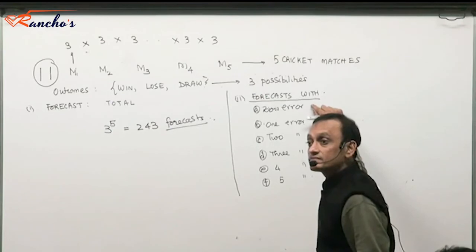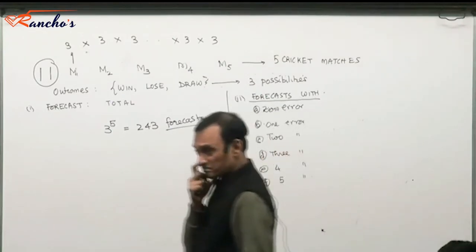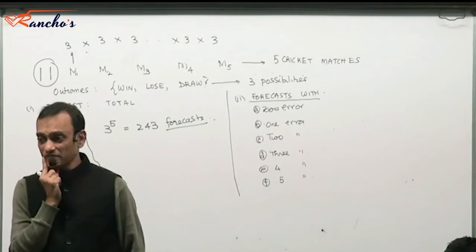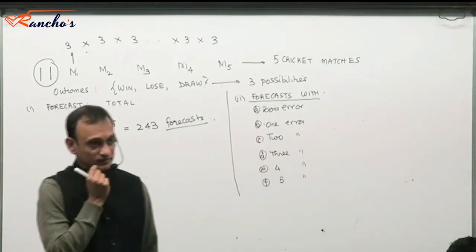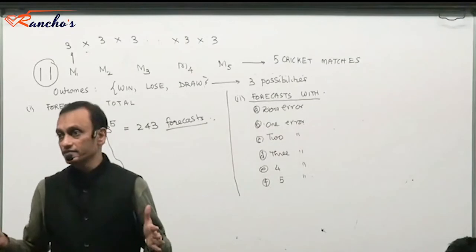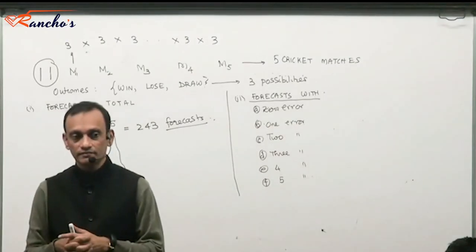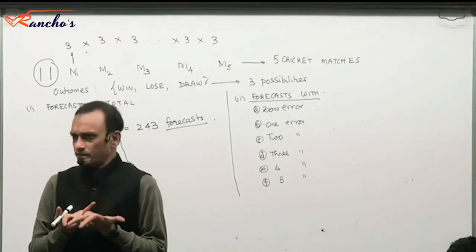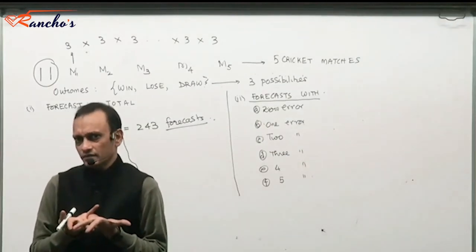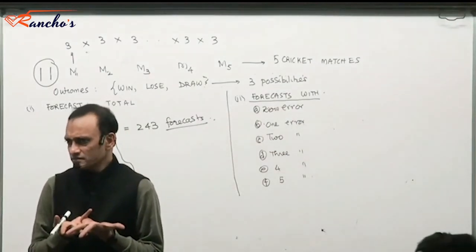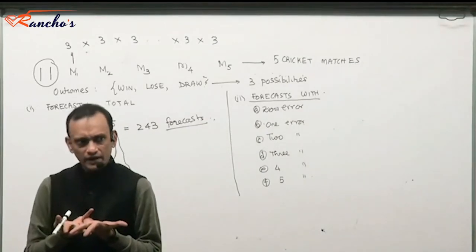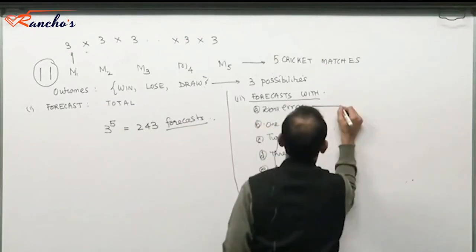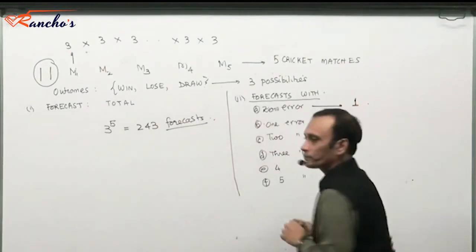How many ways? 5C5, 1 way? No error? A forecast containing no error. There is only 1 way, isn't it? I've made all right forecasts, so there is only 1 way, 0 error. Okay.